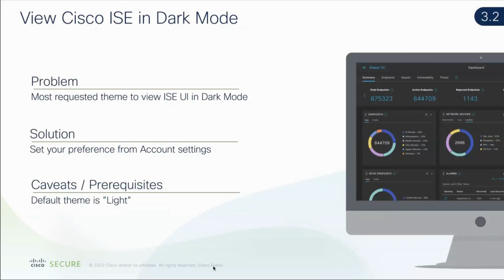Now, the first and foremost one is viewing the Cisco ISE UI in dark mode. You might be surprised to hear that we got a lot of feedback asking for this feature from our community. So there is a solution already available in 3.2. Each and every administrator who is logging into ISE can set his own preference, whether to view it in light mode or dark mode, and then save the settings as per his preference.